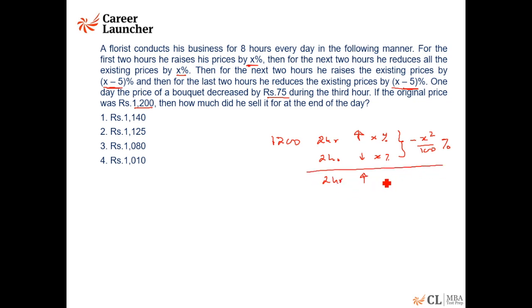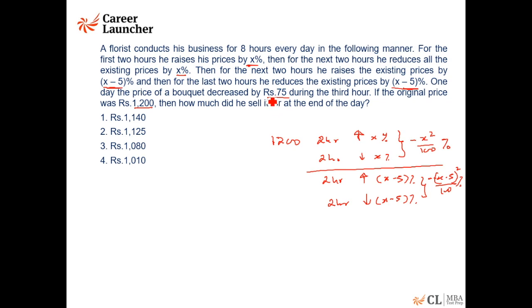He increases it by (X minus 5)%, and then he reduces for the next 2 hours by (X minus 5)%, right? And this will also be (X minus 5) whole square by 100%. This will again be a net reduction. Okay. So first thing is, in both the cases there will be a reduction. Okay. Now please look at it this way.